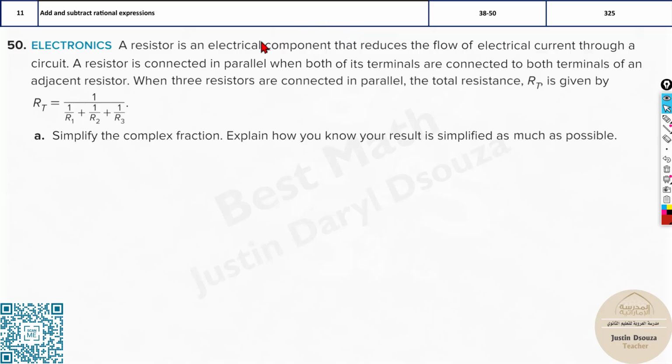A resistor is an electrical component that reduces the flow of electrical current through a circuit. A resistor is connected in parallel when both of its terminals are connected to both terminals of an adjacent resistor. When three resistors are connected in parallel, the total resistance RT is given over here by this particular formula. Simplify the complex fraction. Explain how you know your result is simplified as much as possible.